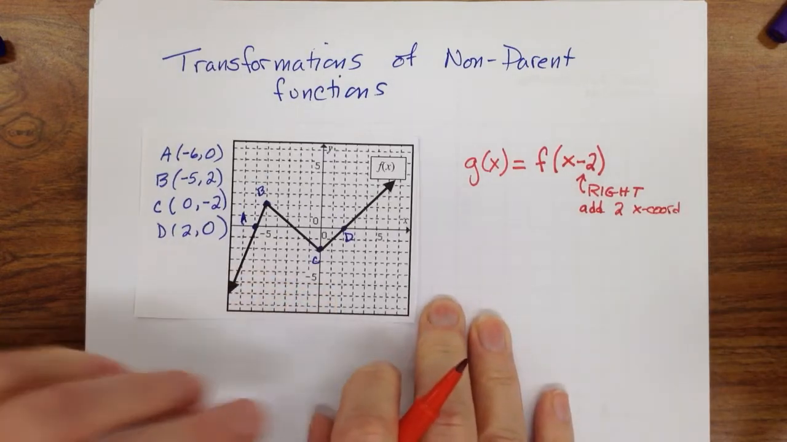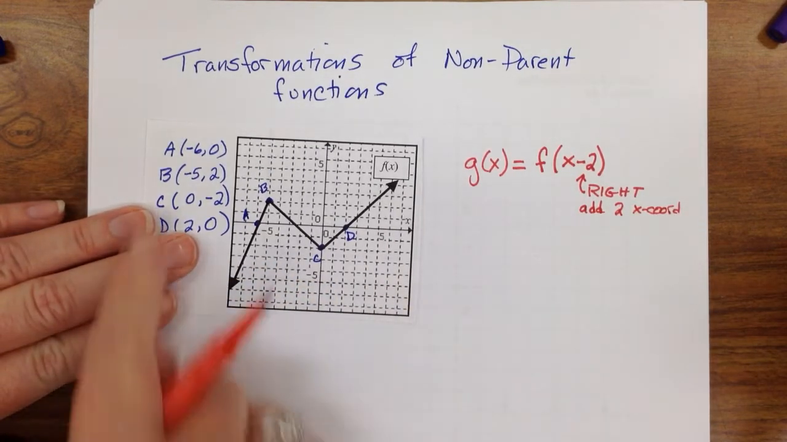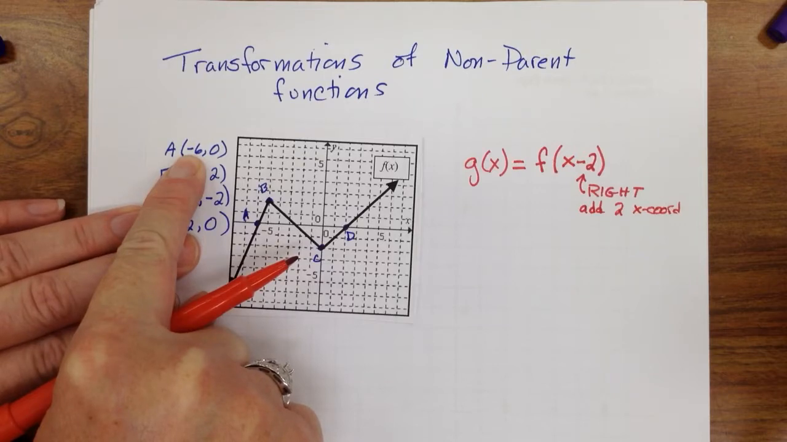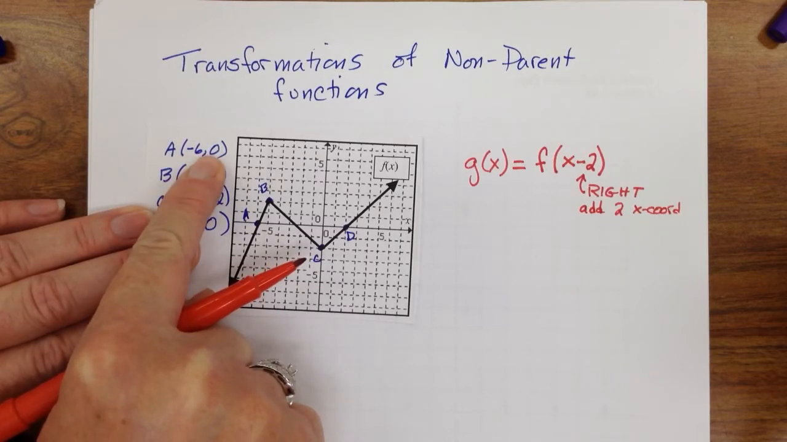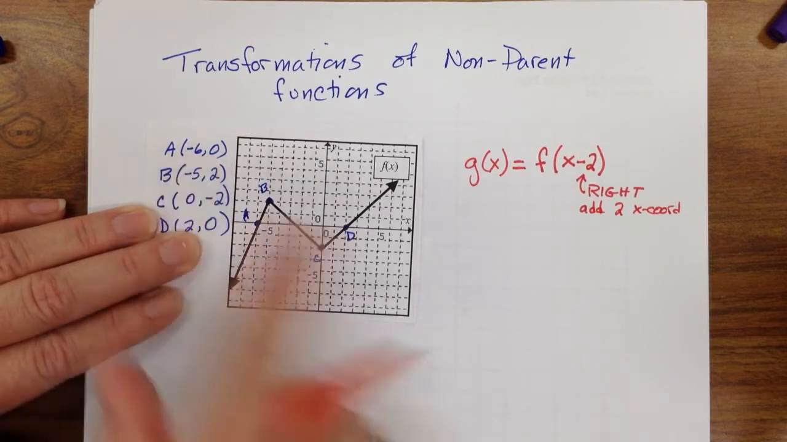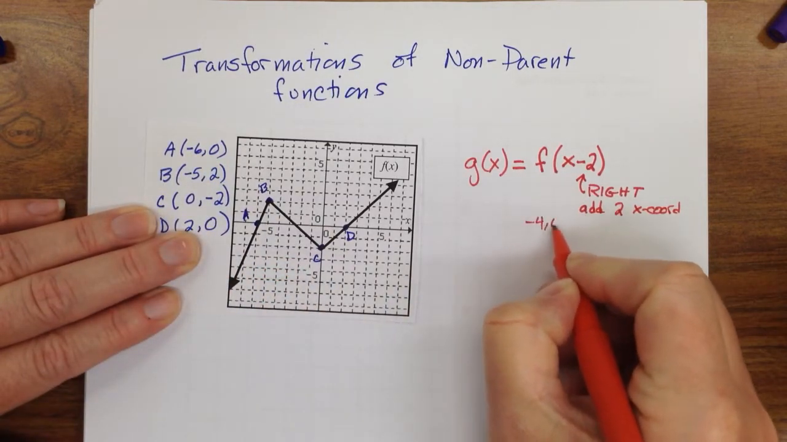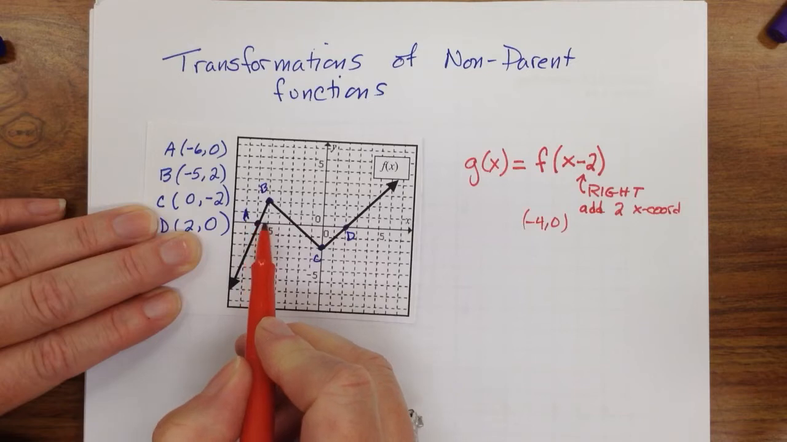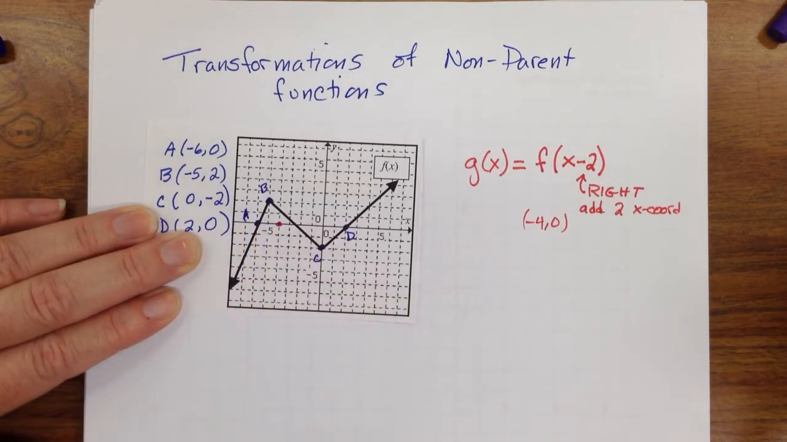So if you will consider with me point A, the x coordinate is negative 6. If you add 2, it would become a negative 4. The y coordinate is not affected. So this point at negative 6, 0 would become negative 4, 0. And you could treat that like a prime, or the first change in A. So here we go, move it right 2. Do you see what I'm saying?